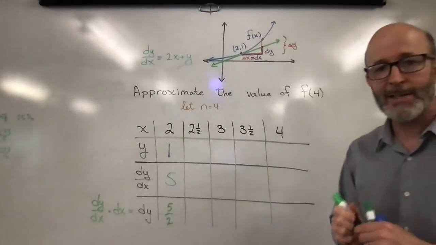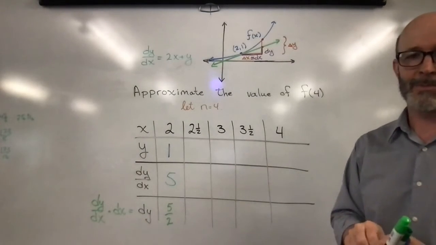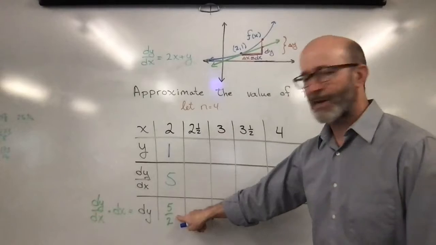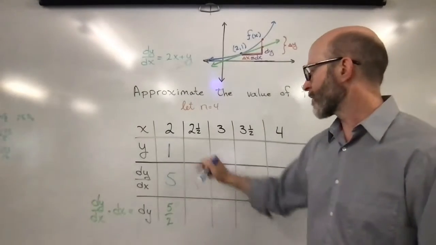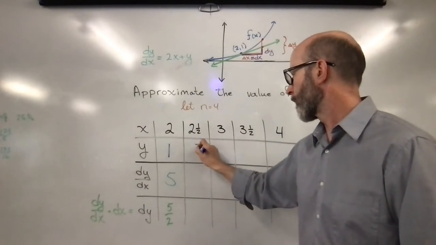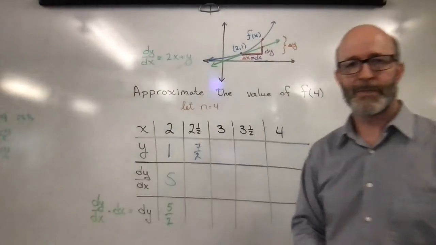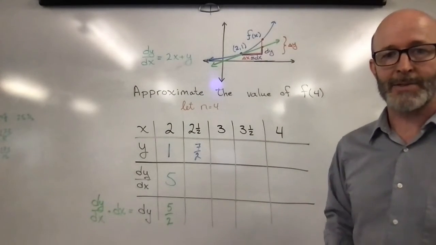You've done the entire process now. Now you just have to do it 3 more times. Well, sorry, there is one more little step. If the y value is changing by 2.5 or 5/2, the y value was 1. Take 1 plus 5/2, and you have a new value there at 3.5 or 7/2.